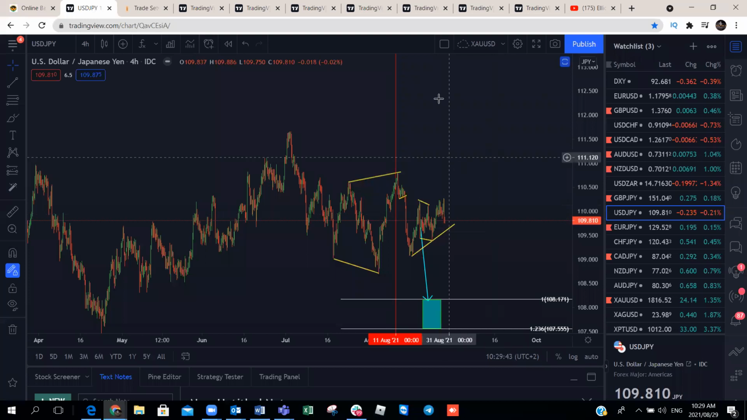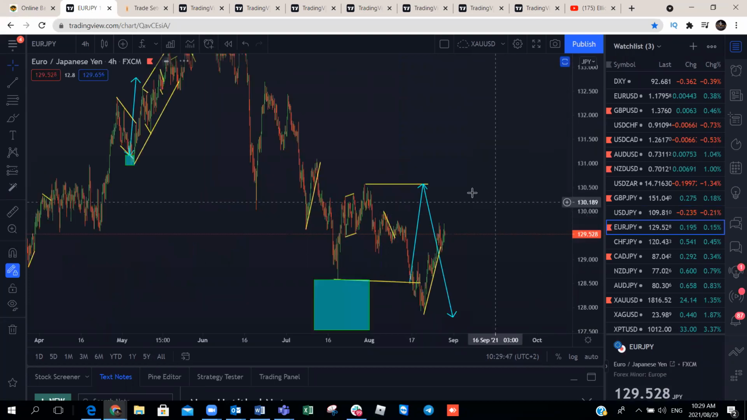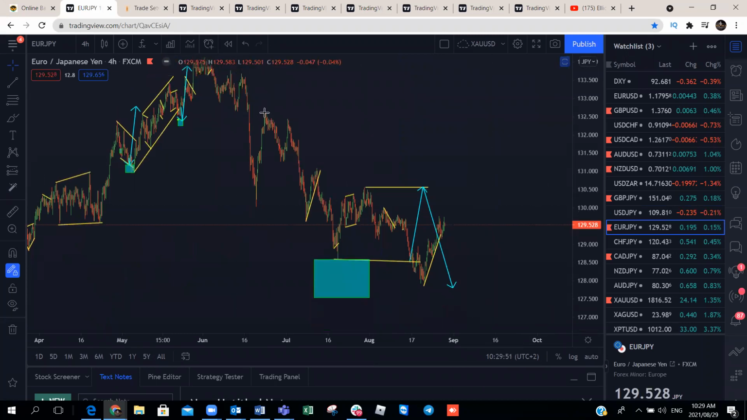Right, let's continue here with the rest of the structures. Euro yen. Euro yen will show some strength because of the euro strength as well. But because this is also correlated to the yen pairs, let's look for consolidation around this level. We can push to around this level.